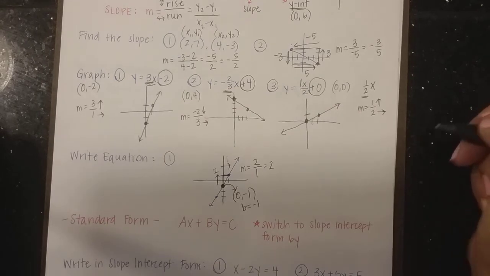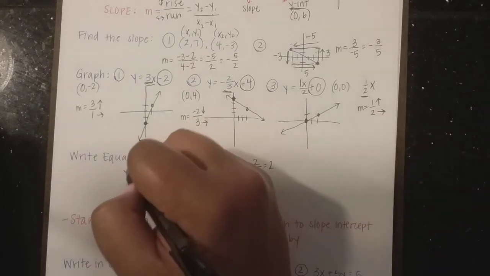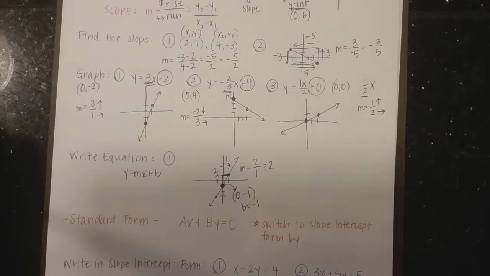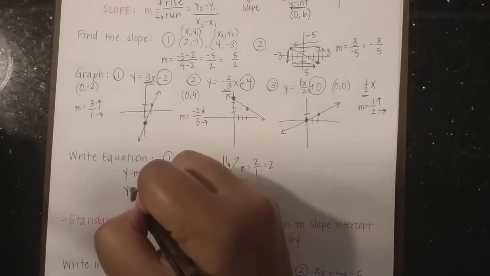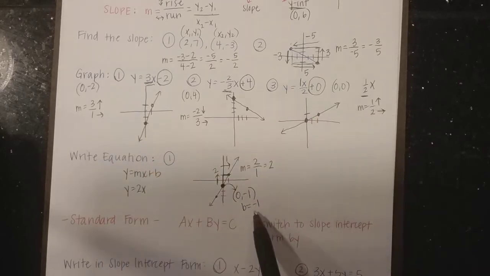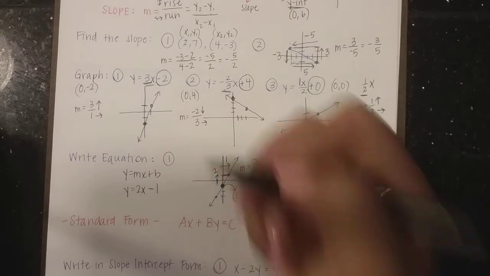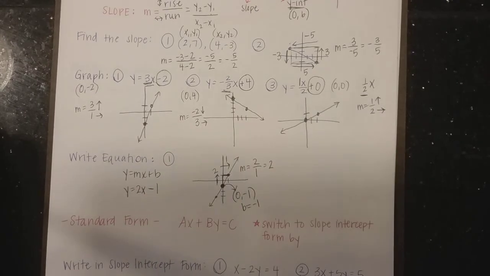Once you have your slope and your y-intercept, you're just going to plug it in, right? My slope-intercept form is mx plus b. I know that my m is 2. And I know that my y-intercept is a -1. So instead of a +1, I'm going to put a -1. And there's the equation.